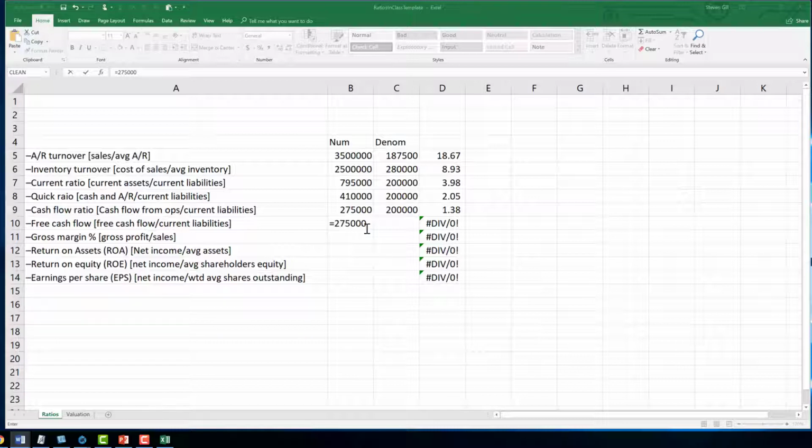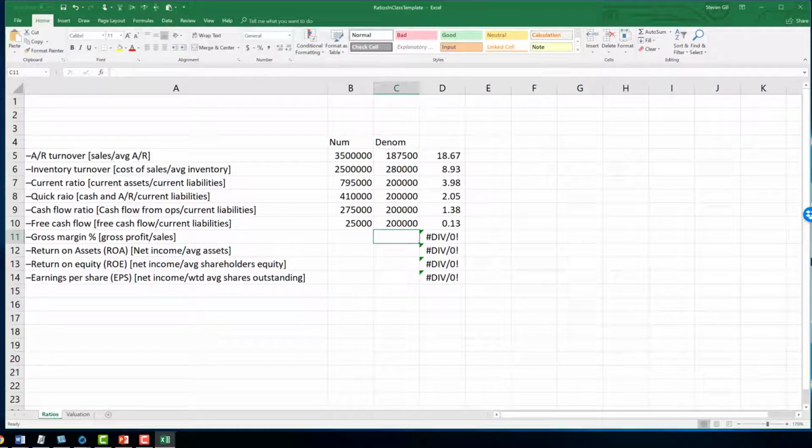So it turns out capital expenditures are down in the second table of 200,000 and dividends are 50,000 divided by current liabilities. So these measures speak to our ability to cover our liabilities, right?